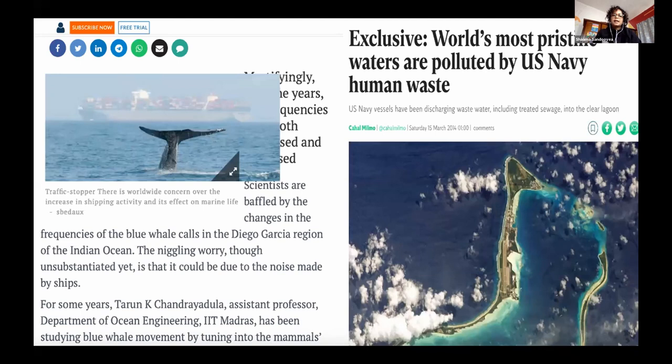Some studies have found that the population of blue whales near Diego Garcia has been producing some really inconsistent sounds, which no one has found elsewhere around the planet. It hasn't been clearly linked to the activities there yet, but it could potentially be because of the noise made by the ships. And some other scientists found that the military base is polluting the water a lot around Diego Garcia. It's actually declared a marine protected area, but is it really protected?